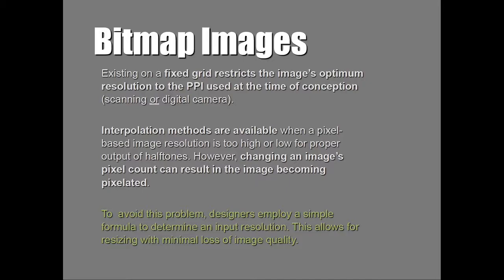So your bitmapped images, like kind of a review here, in the top paragraph, they're existing on a fixed grid. They restrict the image's optimum resolution to the PPI used at the time of conception. So whether you scan or you use a digital camera, however you bring that in, it can't get any bigger than how you collected it, right? So when in doubt, collect more than you need. It's better to find your way back than to try to find your way to something that was never there to begin with.